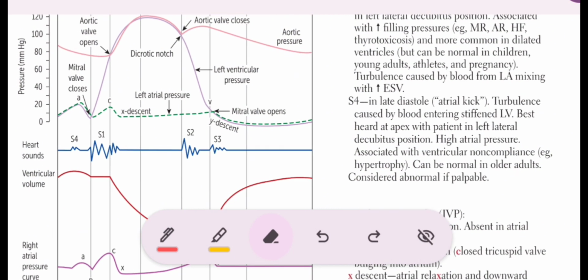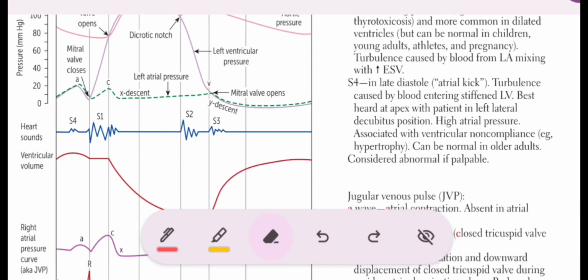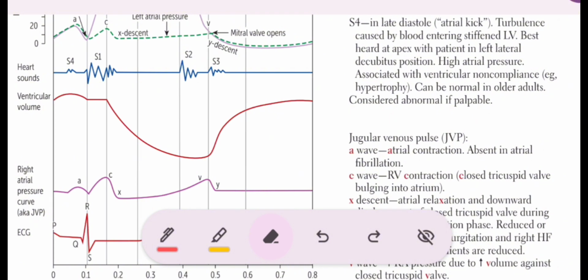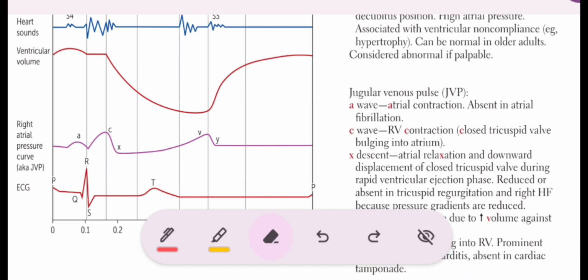Then we have the S4 that is produced in the left diastole. It is also known as atrial kick, and it is due to turbulence caused by blood entering the stiff ventricle, again in the old population. Best heard at apex with the patient in the left lateral decubitus position. It is associated with ventricular non-compliance such as ventricular hypertrophy, which may be predisposed by hypertension.